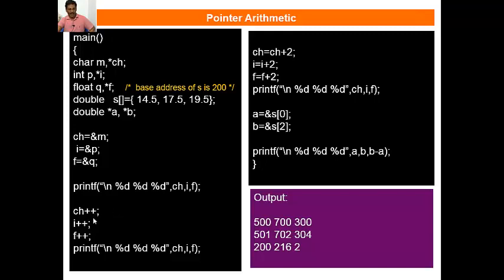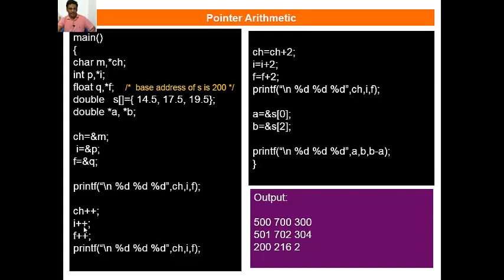We add 1, so it jumps to the next location. What is the next location? What is the size of character? 1 byte. So CH plus plus means, for example, 500 is an address. CH equal to CH plus 1. Add 1 with 500, so it goes to the next location, that is 501.